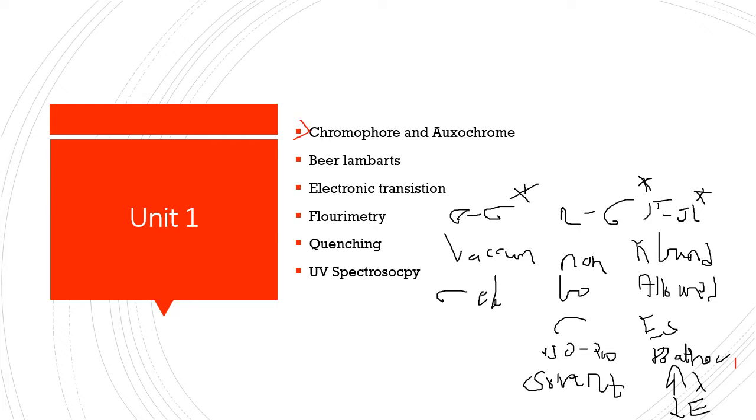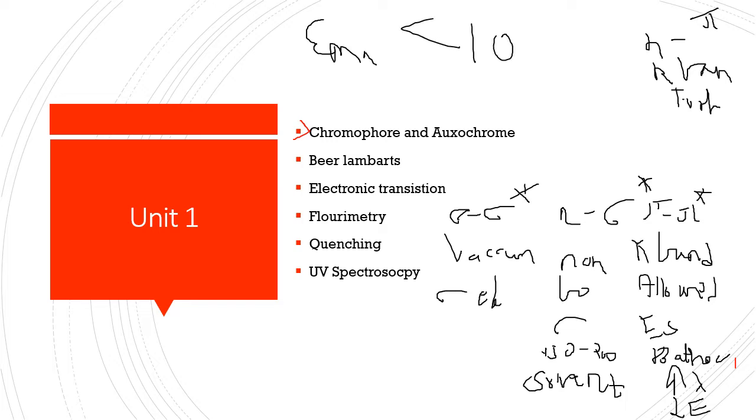And the last you have is n to pi star, which are R bands. They are forbidden transitions. They are called forbidden because the epsilon max is less than 10 raised to 4. If the epsilon max is more than 10 raised to 4, then they will be called allowed transitions. So these are a few pieces of information about the transitions.